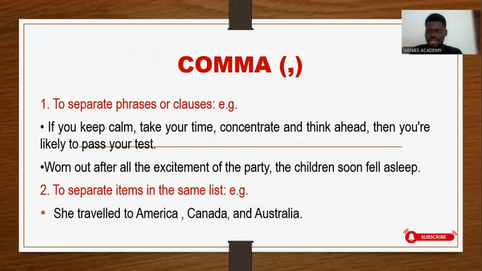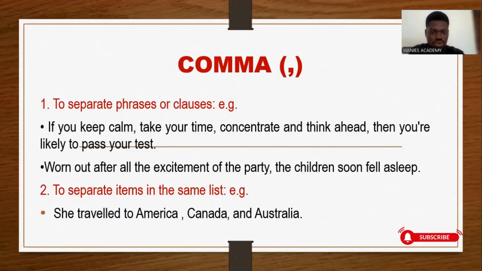asleep. In this second example, we can see that the comma is used to place a boundary between the two clauses, the dependent clause and the independent clause. The dependent clause is worn out after all the excitement of the party, while the independent clause is the children soon fell asleep. The same thing we have in the first example. If you keep calm, that's the first clause, take your time, the second clause, concentrate and think ahead, another clause, then you are likely to pass your test. It's the final clause.